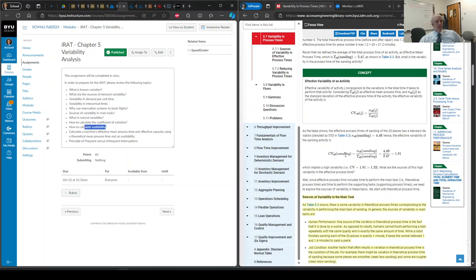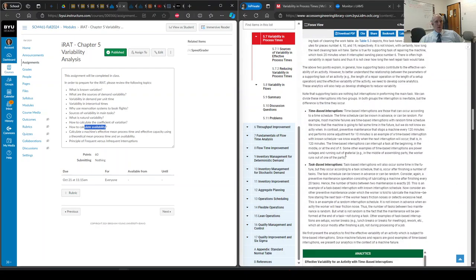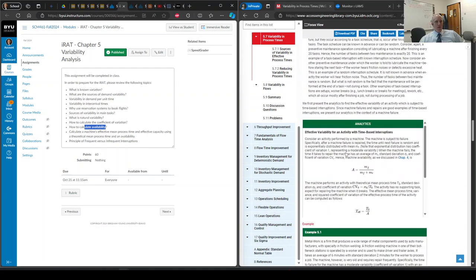Next question is how to calculate availability. We've seen that before in chapter 4. There's a little bit of a refresher here. Availability is the mean time to failure divided by the mean time to failure plus the mean time to repair. That is your availability. If there is no failure and no repair time, then availability is 1. Otherwise, it's usually a ratio of less than 1, 95% or 90% or 85% availability, based on the mean time to failure and the mean time to repair.